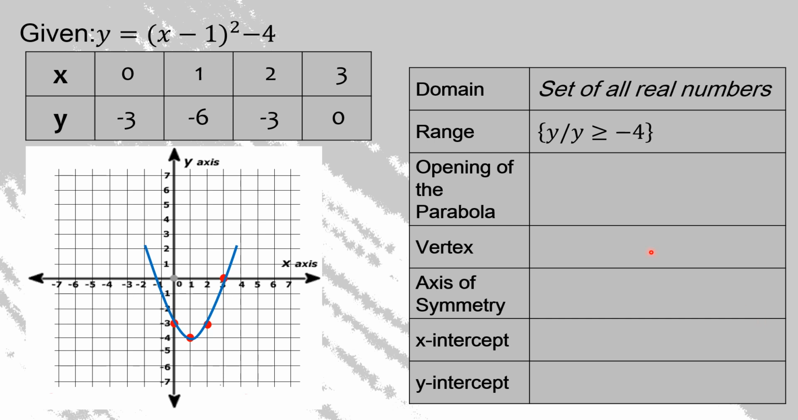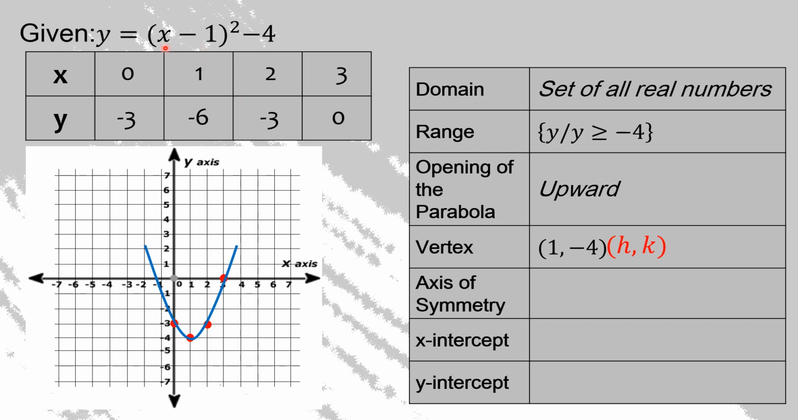Ito ay dahil, paano naging greater than or equal? Dahil upward ang ating parabola. And then negative 4, iyon yung nakuha nating value ng k. And then, the opening of the parabola is upward. The vertex, as you can see, ang vertex natin ay ito. Or may formula na hk. Ang h natin ay negative 1 at ang k natin ay negative 4. So, that is the vertex.